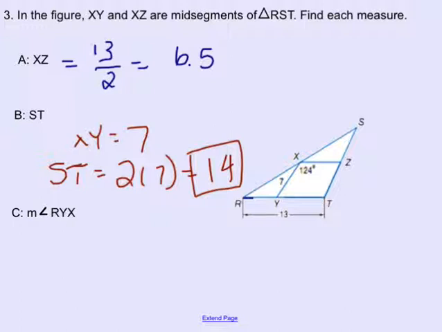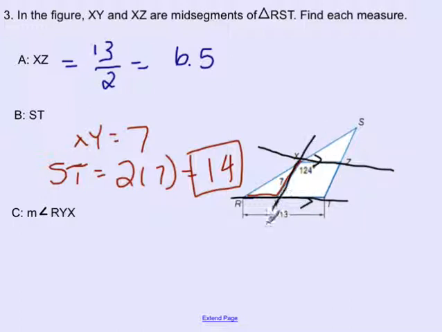Alright, next, let's take a look. We want to find the measure of RYX, this angle right here. Well, here's one thing I know. I know that RT, this guy right here, is parallel to XZ, and that's because they're connecting the two mid-segments. So I know that these two lines are parallel.